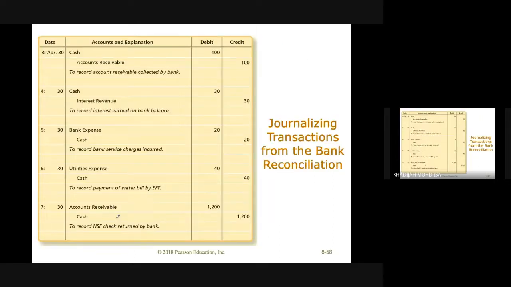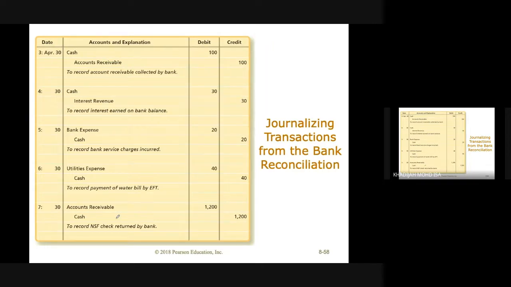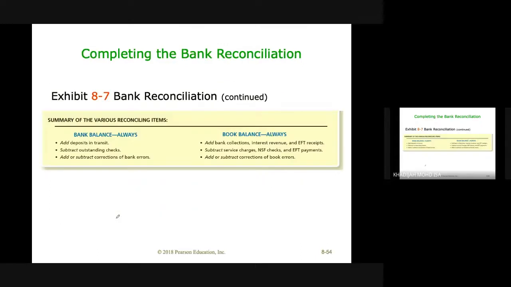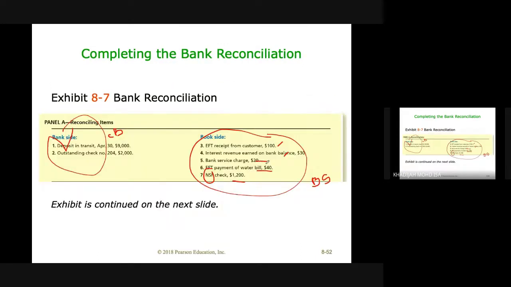And on top of that, you still have to do journal entries. The ones that need journal entries are the items on the book side here. Deposit in transit and outstanding checks are already in your accounts, which means you have already done the journal entries. But the items in the bank statement, you have not recorded. That's why you have to do the journal entries.